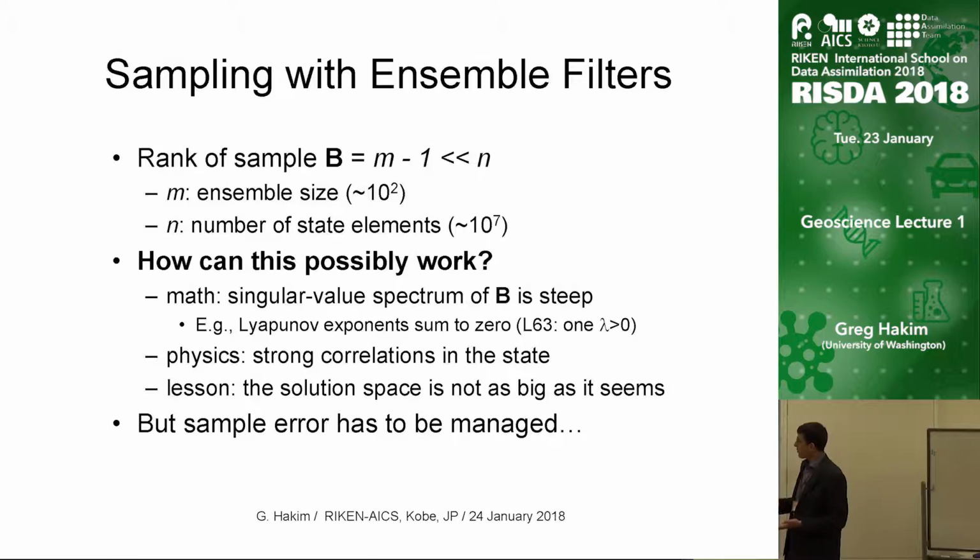And so a mathematical view about why this works is that the singular value spectrum of B is very steep. The singular values are compressed in a relatively narrow subspace of that matrix. And that's because, if you think physically about this problem, there are strong correlations in the state. If the state elements were uncorrelated, we'd be in bad shape. We'd have a real problem.